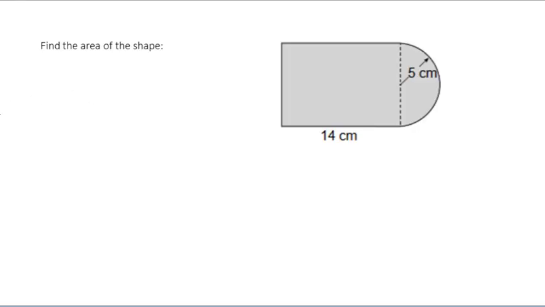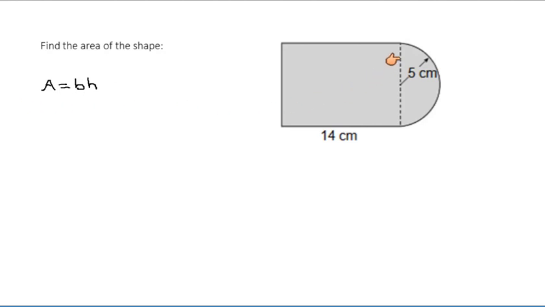Okay, so we're asked to find the area of this shape. We can see that this shape is made up of a rectangle and a half of a circle. So let's look at the formula for each of those. Our formula for the area of the rectangle is area is equal to base times height.